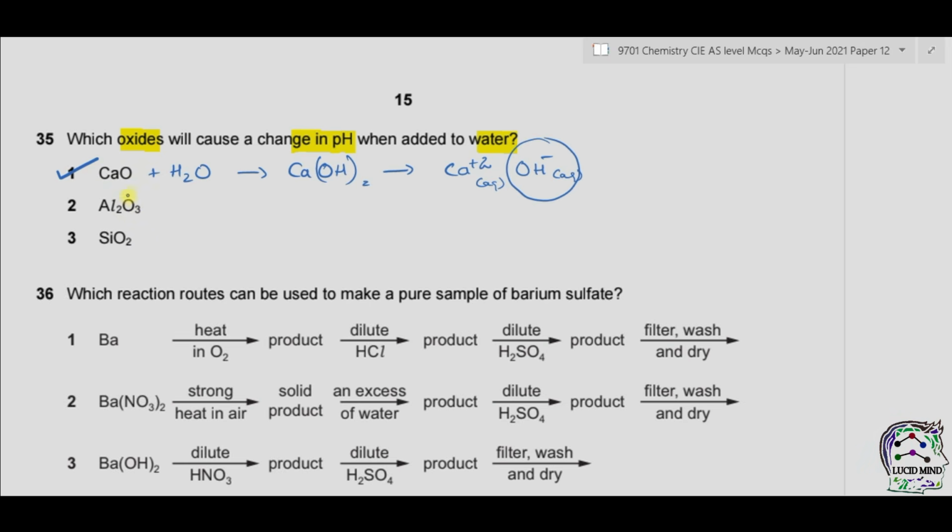Second is aluminum oxide. Now aluminum oxide does not react or dissolve in water. No change in pH is observed. Third one is silicon dioxide. Again, silicon dioxide does not react or dissolve in water. No change in pH will be observed. As only first option is correct, answer is D.